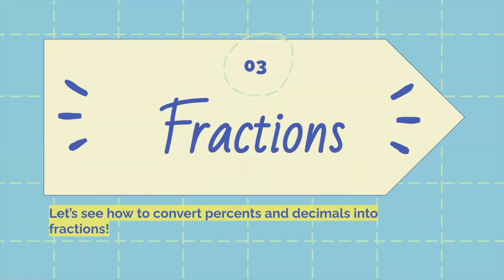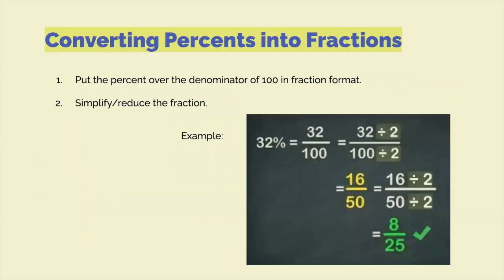Now let's look at how to convert percents and decimals into fractions. Converting percents into fractions. The first step is to put the percent over the denominator of 100 in fraction format. Then simplify or reduce the fraction. In this example, we have 32%. 32 is over 100. And we can simplify this to 8 over 25 by dividing each numerator and the denominator.